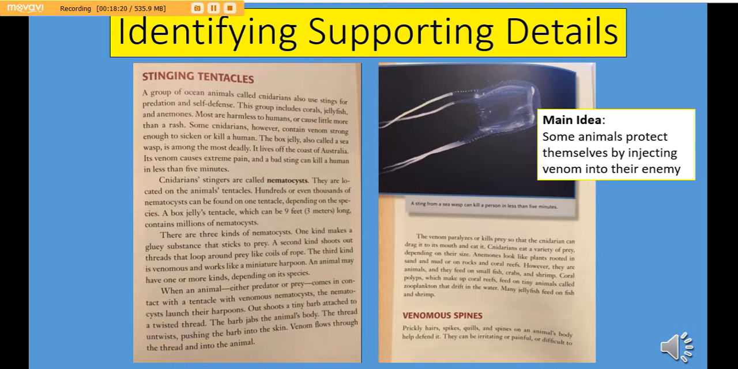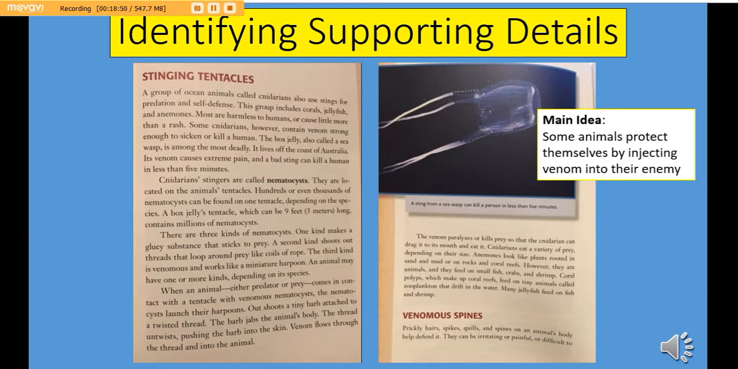The box jelly, also called a sea wasp, is among the most deadly. It lives off the coast of Australia. Its venom causes extreme pain, and a bad sting can kill a human in less than 5 minutes. Take a moment to pause the video, look back at the section that was just read, and see if there are any details that you need to pull out as supporting details for your main idea.